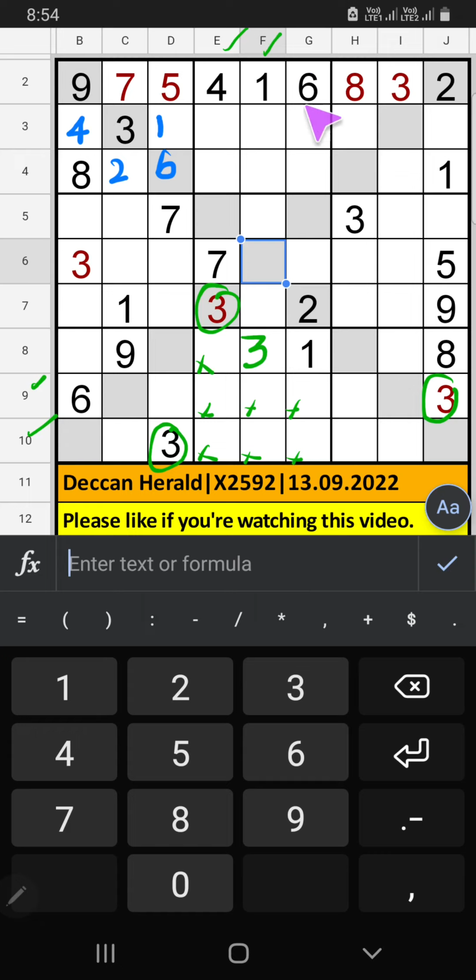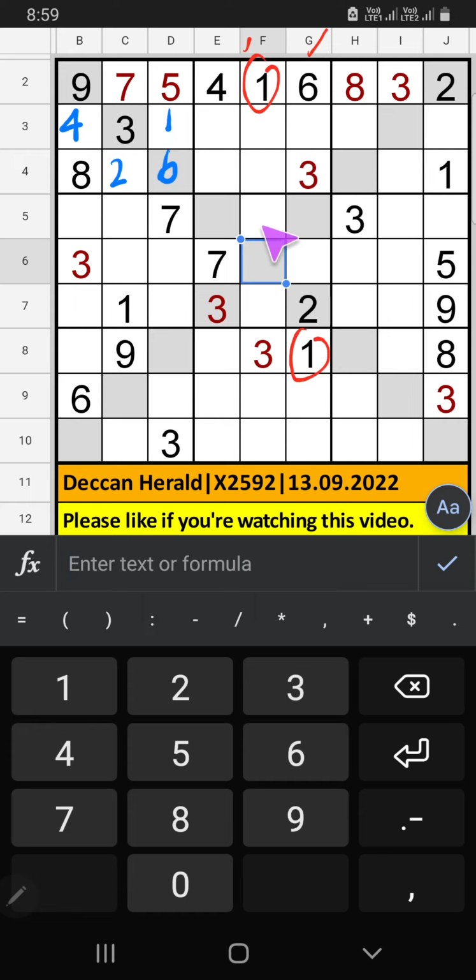Column E, column F we have 3. Third row also we have 3. So 3 can't come in these cells. Then 3 is confirmed here. Column F, column G we have 1. So 1 can't come in these cells. Then 1 is confirmed here.